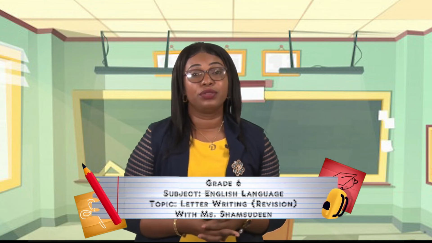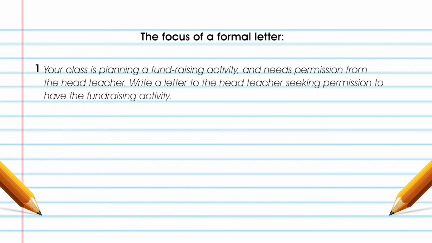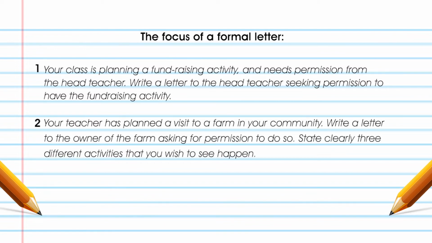Now let's examine a few scenarios which are focused on formal letters. Your class is planning a fundraising activity and needs permission from the head teacher. Write a letter to the head teacher seeking permission to have the fundraising activity. Your teacher has planned a visit to a farm in your community. Write a letter to the owner of the farm asking for permission to do so. State clearly 3 different activities that you wish to see happen.